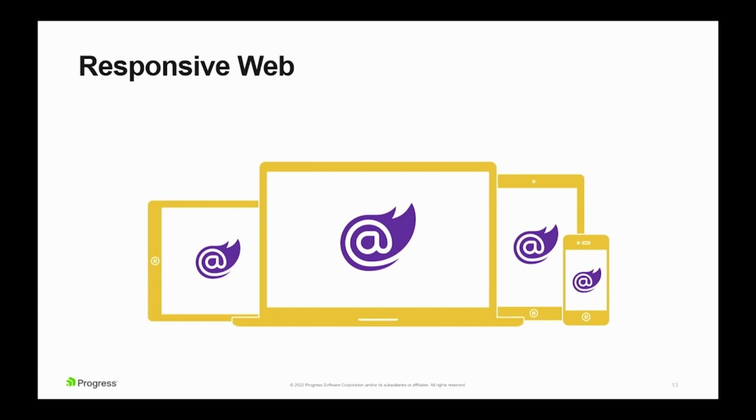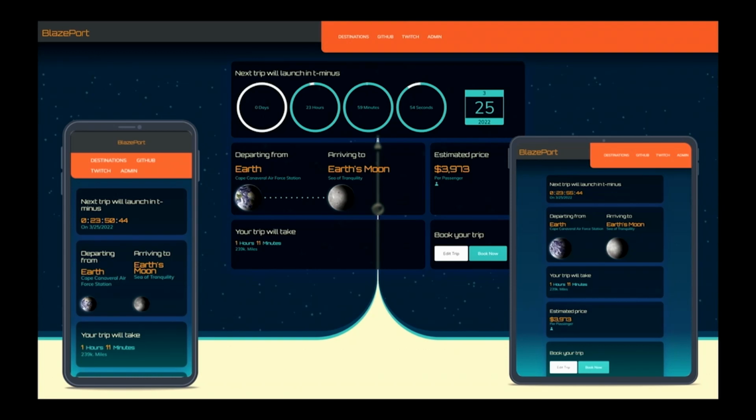So I advocate heavily, again, for responsive web design. And Blazor is a web technology. It uses HTML and CSS. And you can build responsive websites with Blazor.